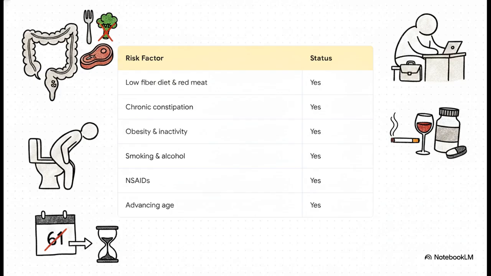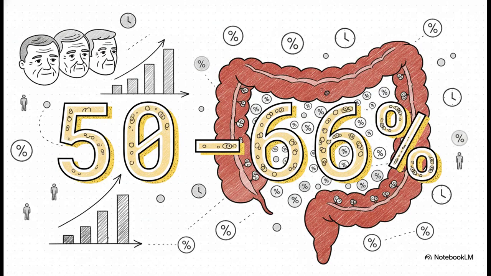He has a low-fiber diet, eats red meat daily, has chronic constipation with straining, his BMI is 31, he's physically inactive, he's a 30-year smoker, he drinks alcohol daily, uses NSAIDs multiple times a week, and, of course, advancing age. When counseling him, it really helps to quote the numbers to normalize this finding. Prevalence is only about 10% in patients under 40, but it climbs steeply, reaching 50 to 66% in patients over 80. For a 61-year-old, this is incredibly common.